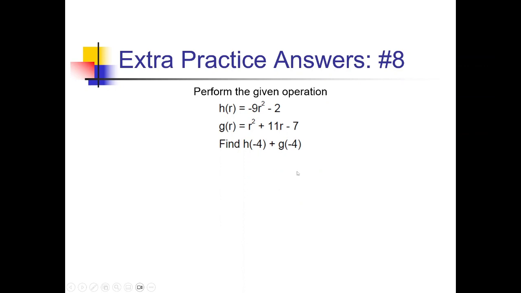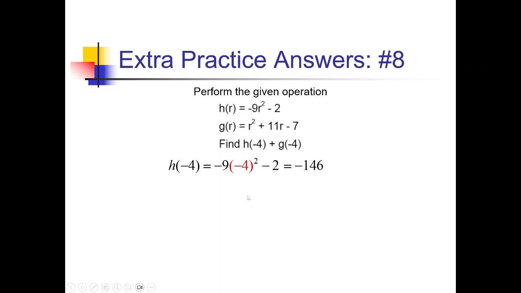For this next problem, we're doing h of negative 4 plus g of negative 4. So I will just figure out what happens when I plug negative 4 into these individually and then add those results together. H of negative 4, that's going to be negative 9 times negative 4 squared minus 2. Negative 4 squared is 16. Negative 9 times 16 is negative 144. Minus another 2 is negative 146.